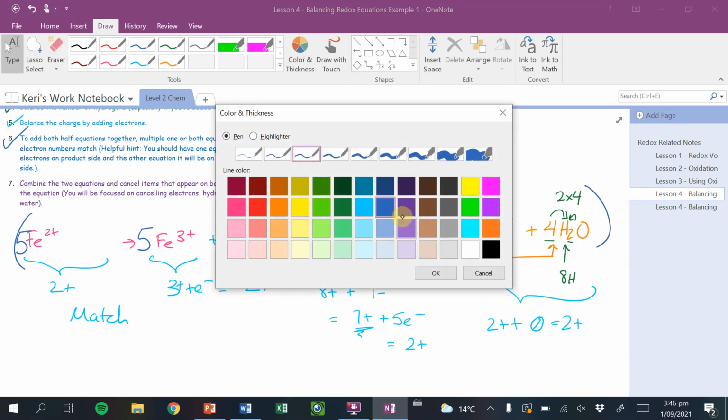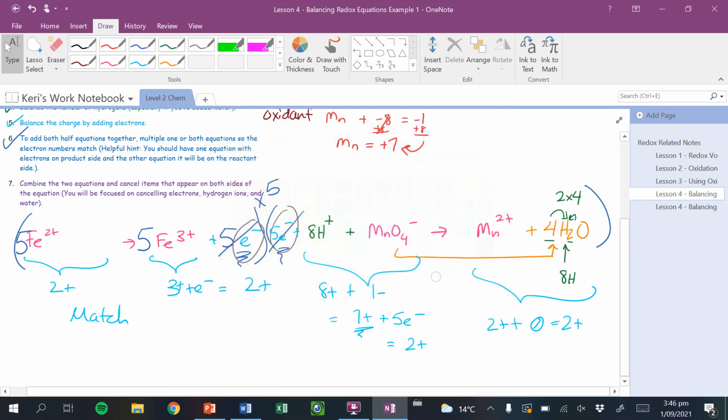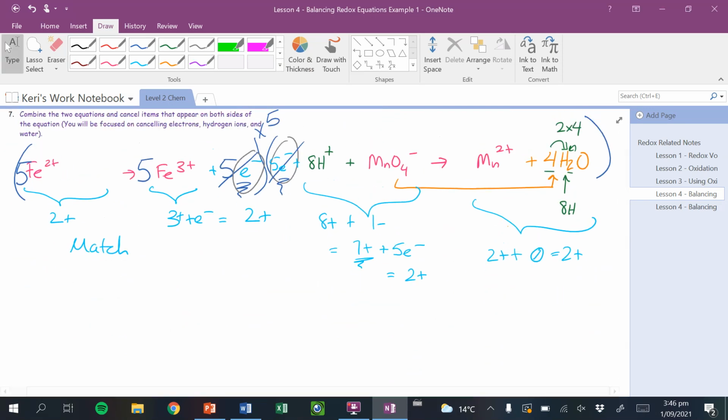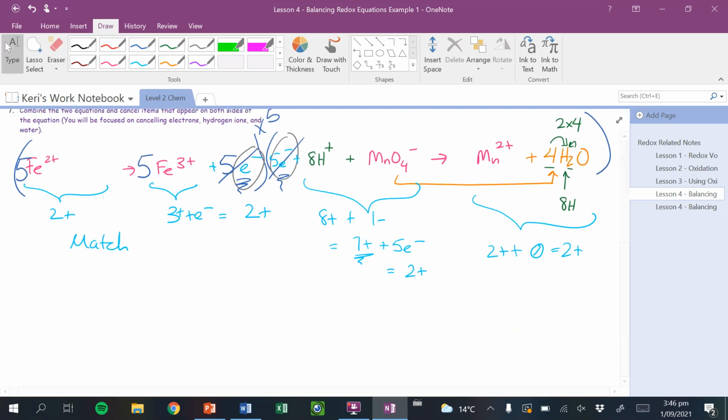So let's just do that. Let's do that in purple. All right. It's also easy, maybe, if you layer your two half equations on top of each other, so you can easily put them together and line them up so that the arrows are matching, and it's very easy to tell what's on the reactant and product side. The only reason why I've spread it out so much is because I'm doing extra annotations just to talk about the instructions. Anyway, so looking at the order, I had 5 Fe2+.